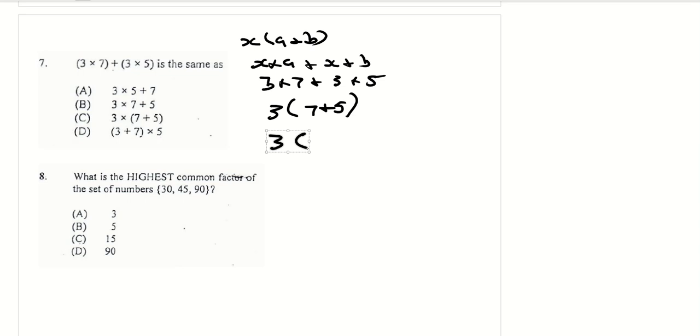7 and 5. So that's 3 by 7 plus 5, which the answer would be C. The highest common factor of a set 30, 45, and 90, we're asking, what is the largest number that could go into all three of these numbers? First of all, 90 cannot go into 30, so it's not this. 15 could go into 30, yes. 15 could go into 45, yes. 15 could go into 90, yes. So the answer would be C.